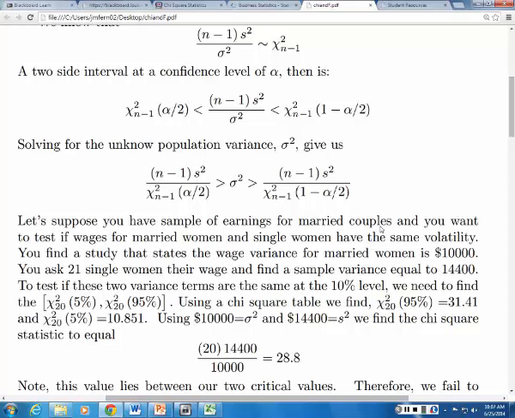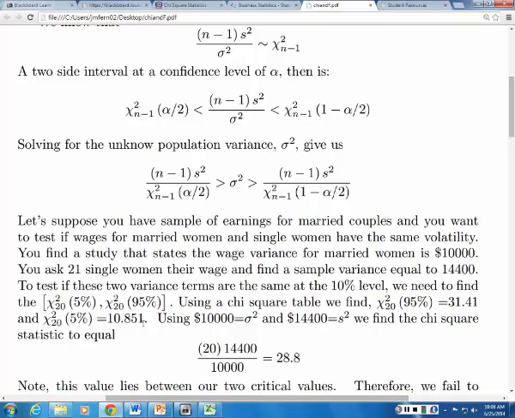You find a study that states that the wage variance for married women is $10,000. You ask 21 single women their wage and find a sample variance equal to $14,400. To test if these two variance terms are the same at the 10% level, we need to find chi-square of 20. So 20 degrees of freedom with 5% in the tail, and 20 degrees of freedom with 95% in the tail. Use the chi-square table, and you're going to find that chi-square with 20 degrees of freedom at the 95% is going to be at 31.41, and at 5% is going to be at 10.851.